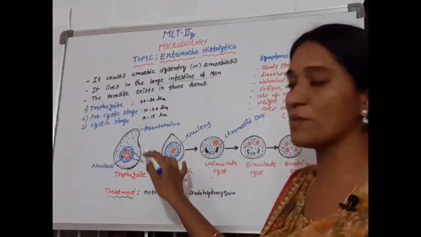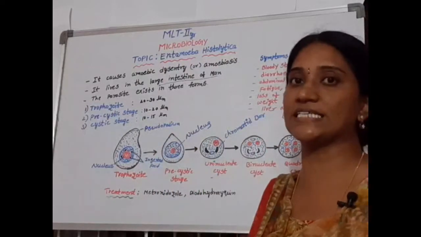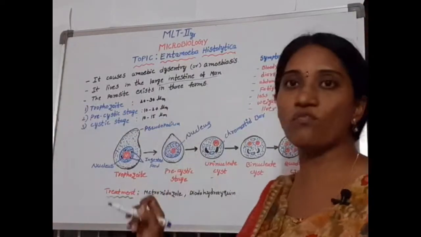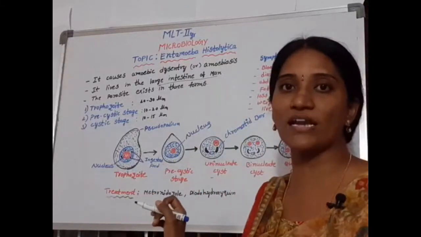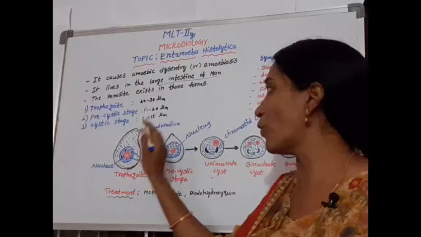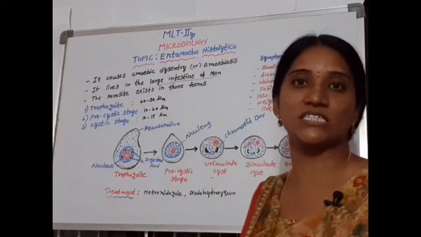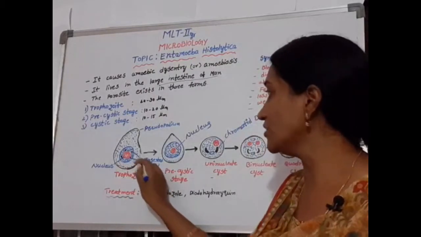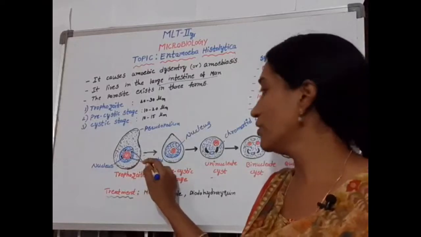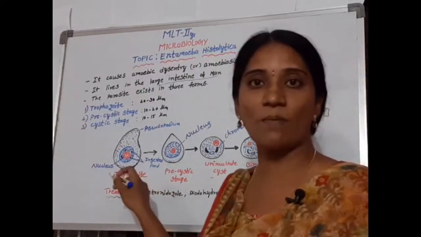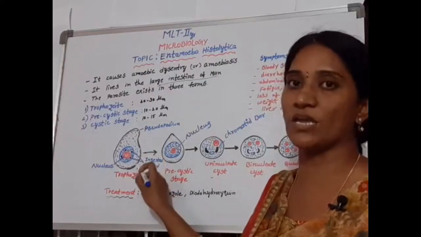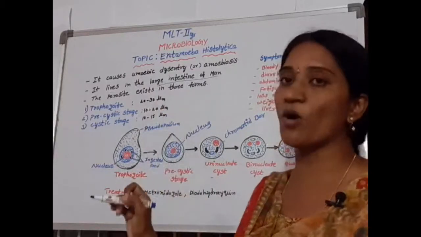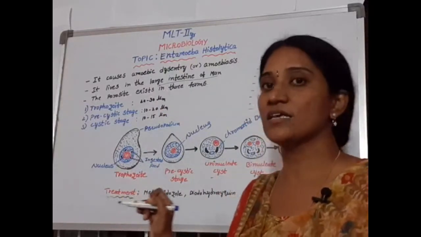The Entamoeba histolytica life cycle shows 3 stages: trophozoite, precystic, and cystic stage. The trophozoite is amoeba shaped. It has pseudopodia. Internal endoplasm and external ectoplasm are present, and the nucleus is in the middle, and the ingested food is stored in the form of glycogen. It measures about 20 to 30 micrometers in size.